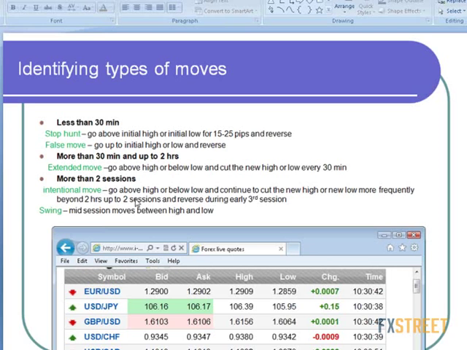Such an intentional move, once they start, they will do it for 2 sessions and reverse during the 3rd session, after making a continuation of the move at the start of the 3rd session. So they don't do a hat trick. Monday they drop, Tuesday Japanese session they drop. If you think that they will continue to drop all 5 days, then you are mistaken. They don't do a hat trick.